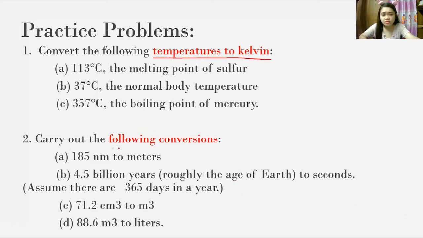And then carry out also these following conversions: 185 nanometers to meters, 4.5 billion years, roughly the age of Earth, to seconds, and use the assumption that there are 365 days in a year. And then also convert 71.2 cubic centimeter to cubic meter, and then 88.6 cubic meter to liters.